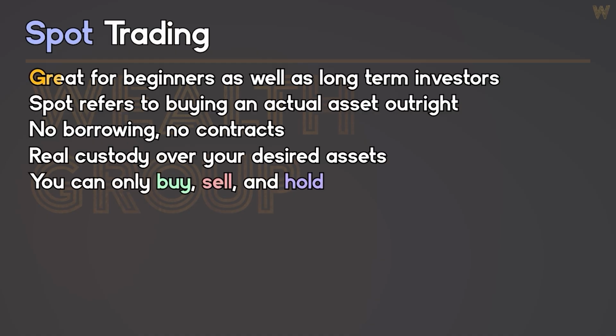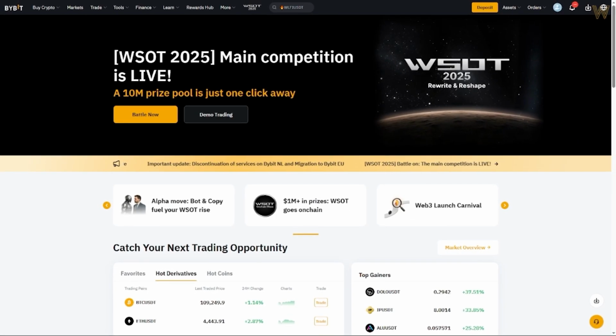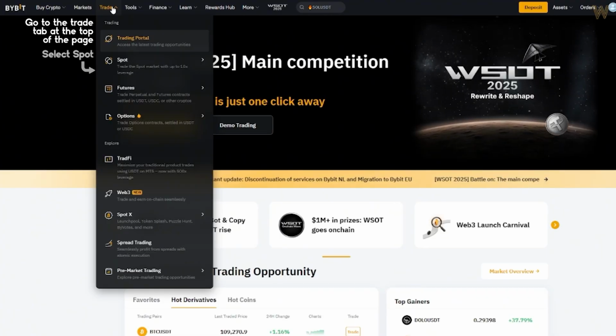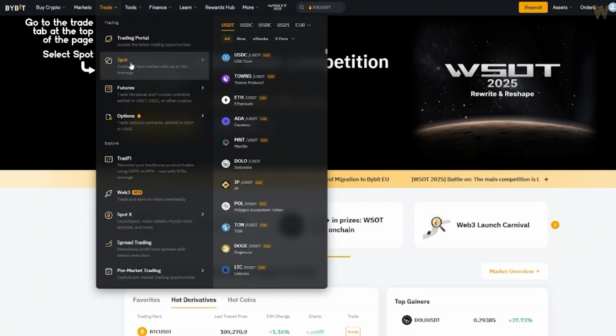Spot trading is usually best for beginners and is particularly useful if you are a long-term investor, since it allows you to buy, sell, and more importantly, transfer and withdraw the coin to another exchange or another wallet. Now let's review Bybit's spot trading platform. Go to the Trade tab at the top and select Spot. This will take you to the spot trading page.